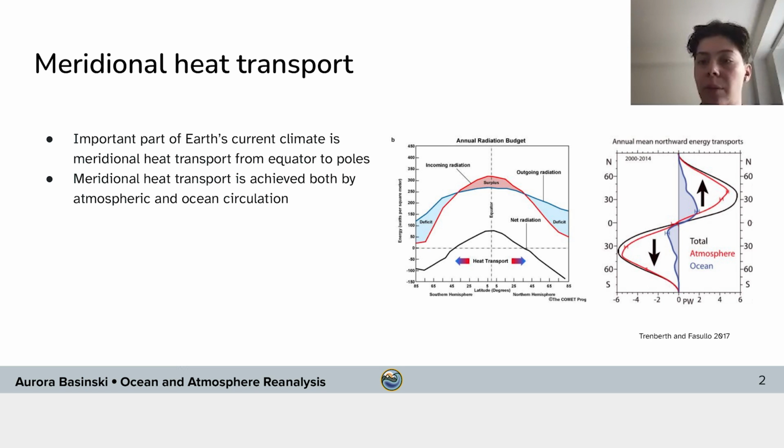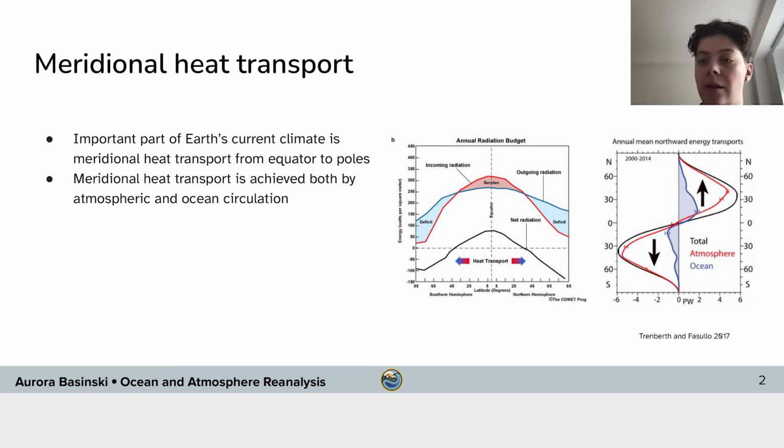On the right plot, we're looking at the annual mean northward energy transport. The black is total, the red is atmosphere, and the blue is ocean. Let's first look at the total line. We can see that in the northern hemisphere, we're transporting energy northward, and in the southern hemisphere, we're transporting energy southward. So this is what we were talking about, equator to pole heat transport.